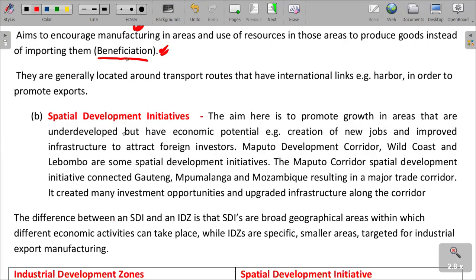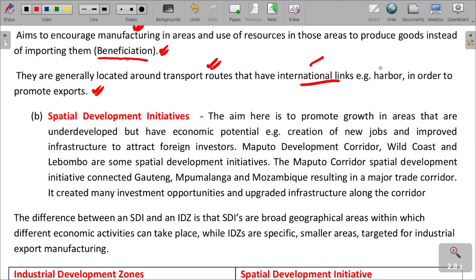So they are generally located around trade routes. The IDZs are normally located along transport routes that have international links. As you remember, we said that the production has to be done in order to promote what? In order to promote exports. So international links, international routes leading to other countries.